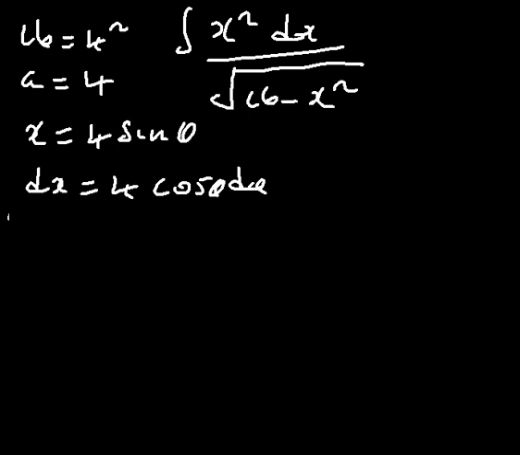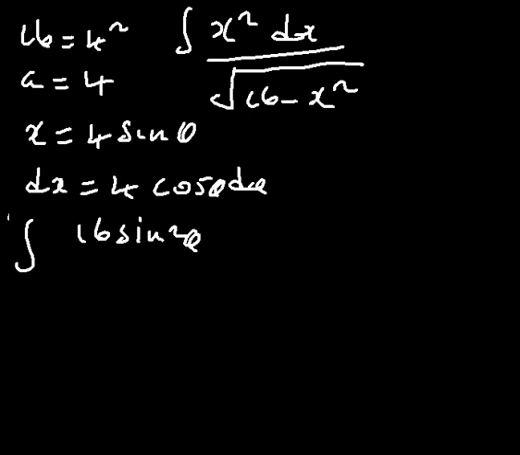Now we should substitute. We have x there, we should substitute with its value. Thus we should have 16 sin square theta. So have the integral of 16 sin square theta, that is x squared. And what is dx?